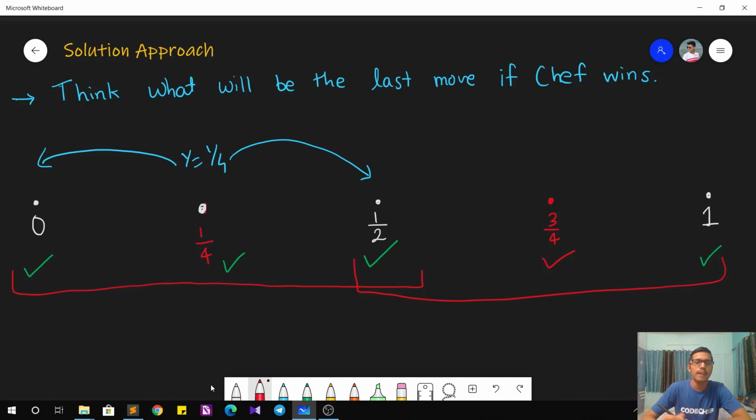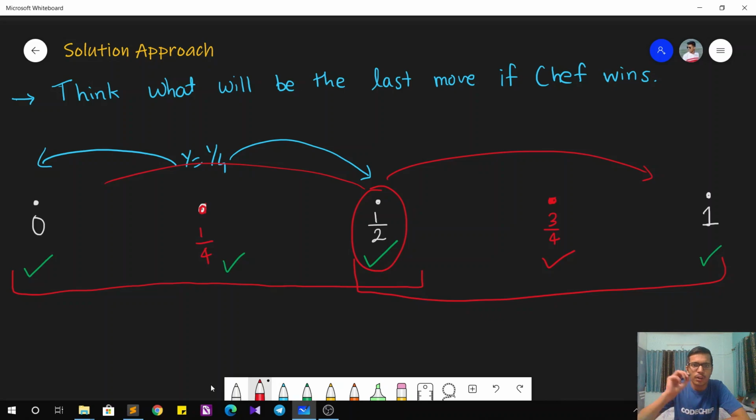So I think now many of you might be getting the hang of the solution, that how the sequence of moves is going to be in the reverse. That is what is going to be the last move, what is going to be my second last move. So if I am on any of these points in the beginning, I can force my game towards 1 by 2, and then from 1 by 2 I can force it towards my winning final position, that is 0 or 1.